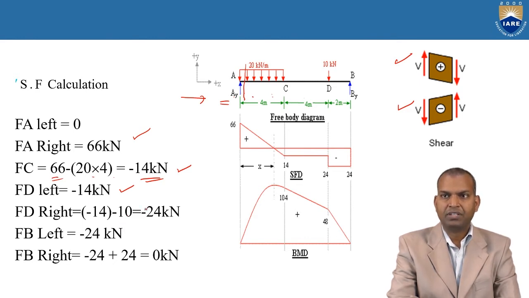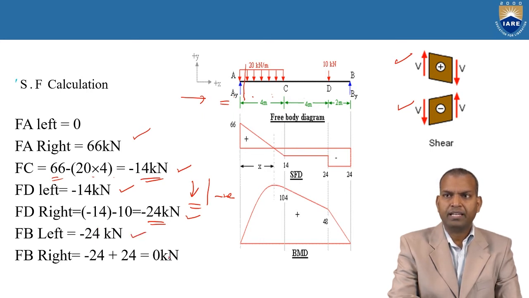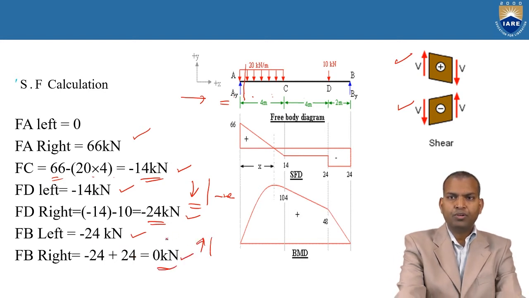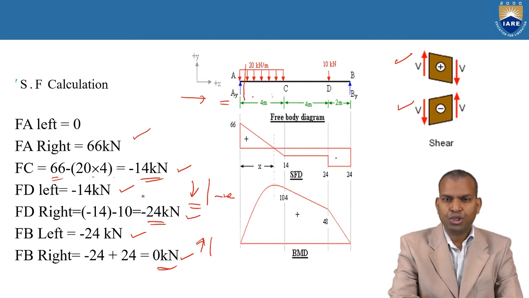At D right, if you go in the downward direction, this is the negative shear force. That's why minus 14 minus 10, that is negative 24 kilonewtons. At point B it is again minus 24 kilonewtons. At B right, negative 24 plus the positive reaction, since upward is positive, it becomes 0. By using these values, we are going to draw the shear force diagram.